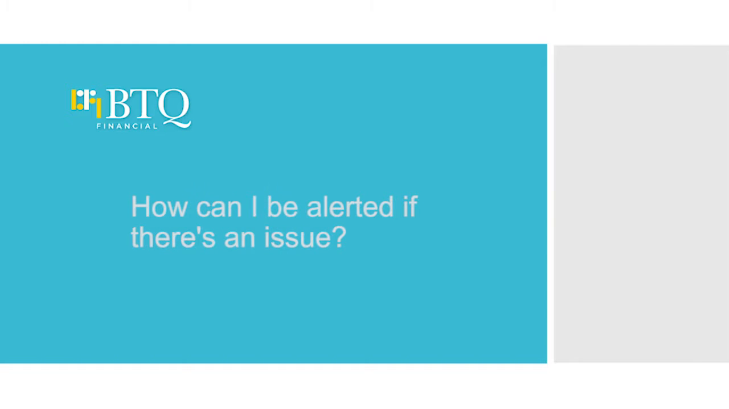So we have another question. How can I be alerted if there's an issue? We will be sending out alerts via email of any issues. For example, how many members have tracking errors in the current month, how many members are ineligible, etc. So you can expect those coming down the pipe.